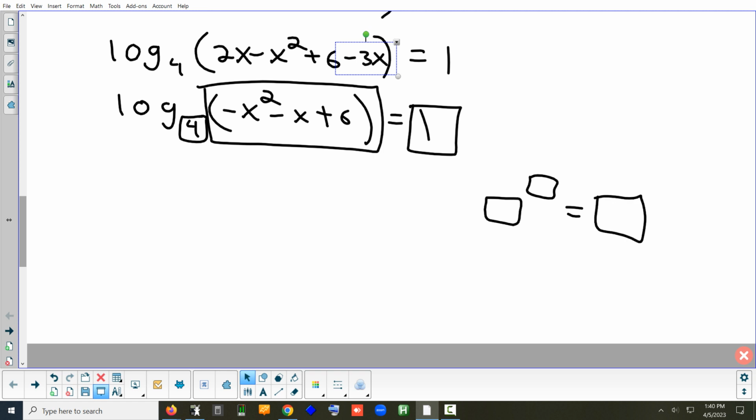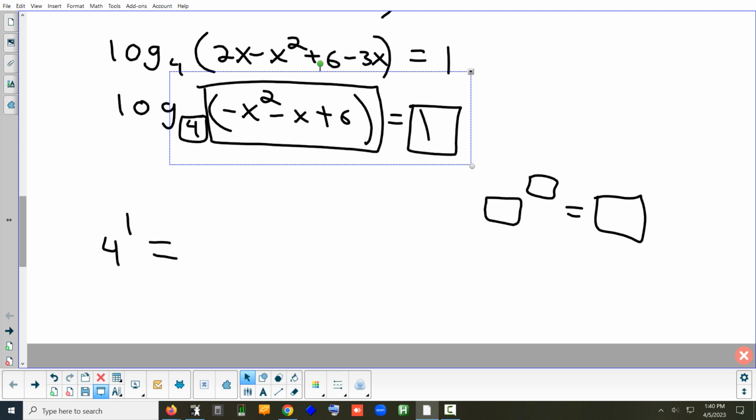Let's start with this box. Sam, what's going to go in this box? The base. And what's the base in my log problem? 4. So 4 is the base. And a logarithm always equals what kind of number? An exponent. A logarithm always equals the exponent. Okay, so we got that.